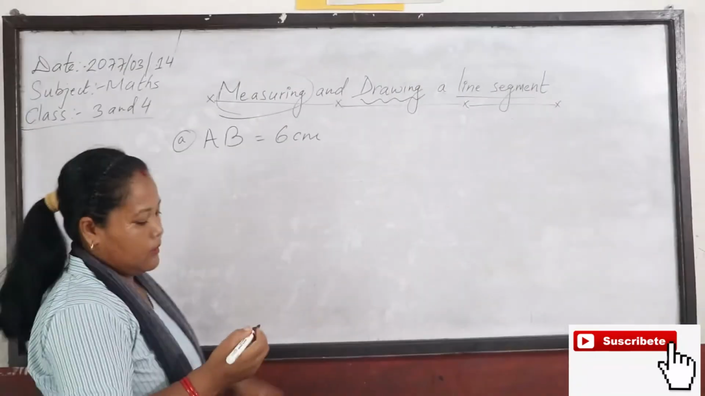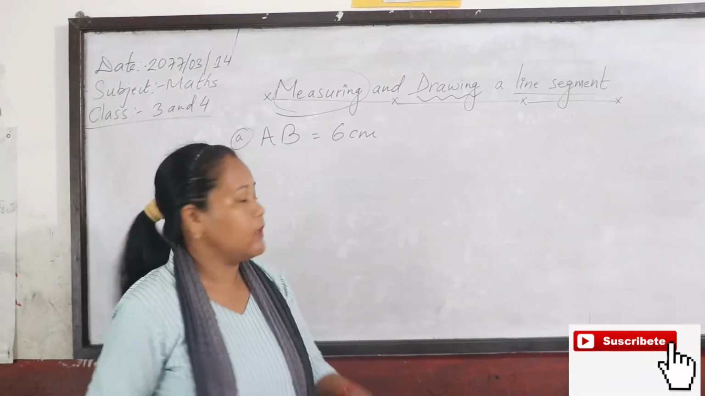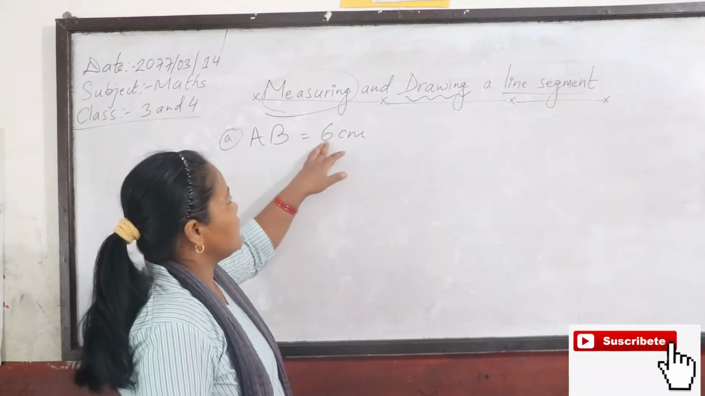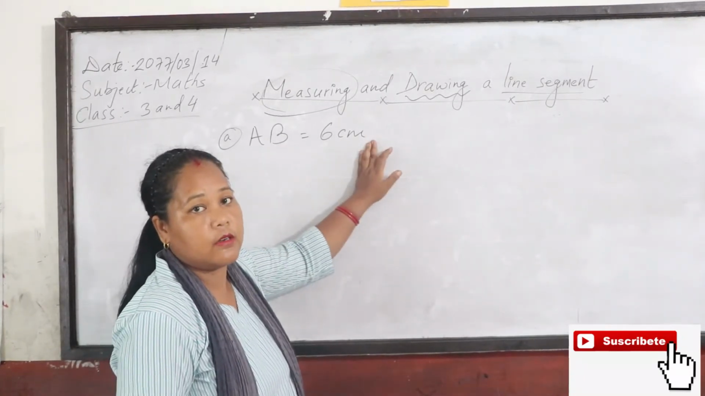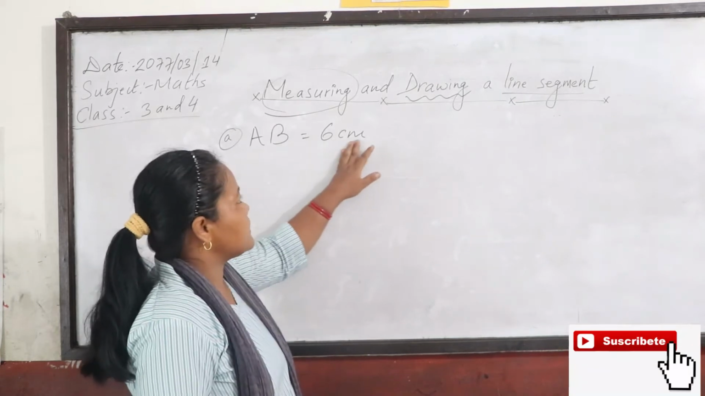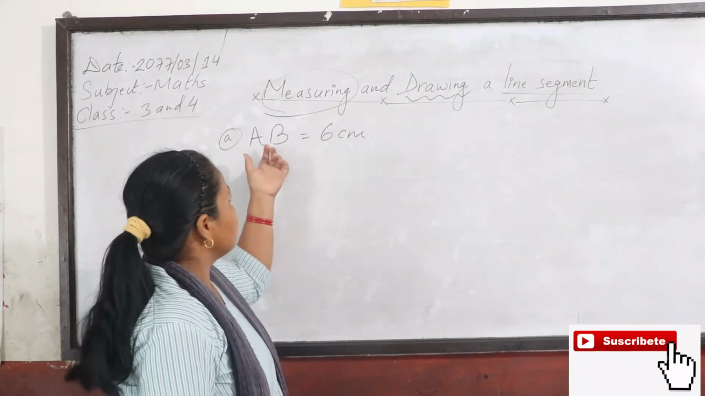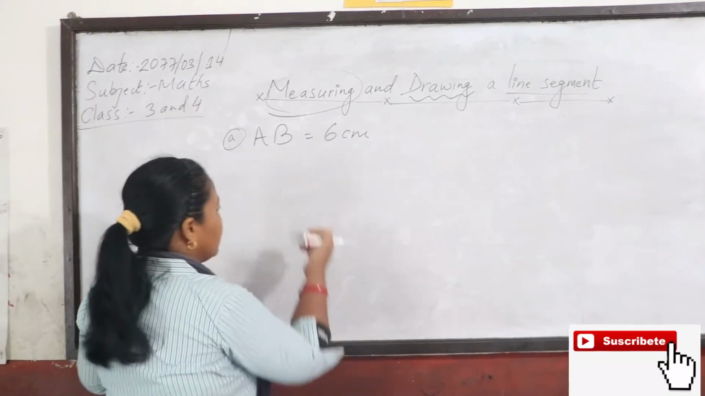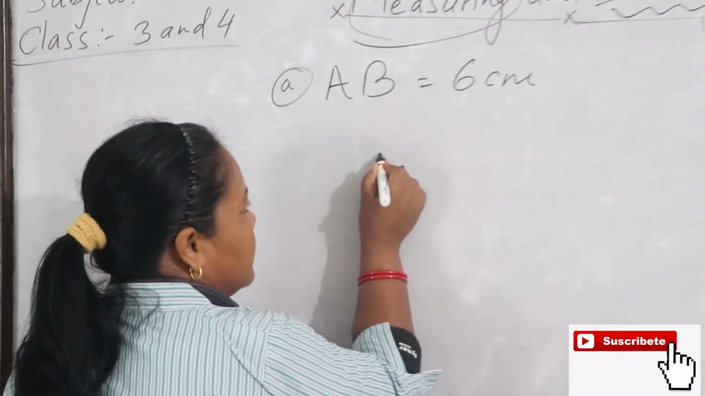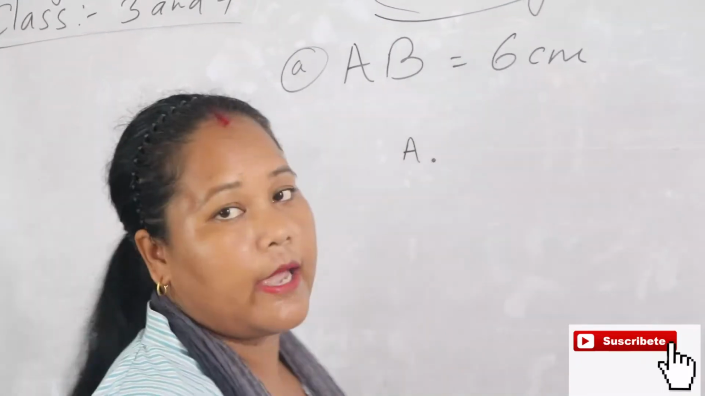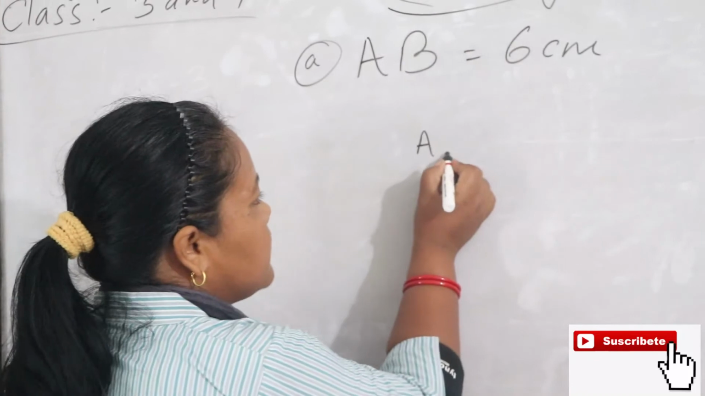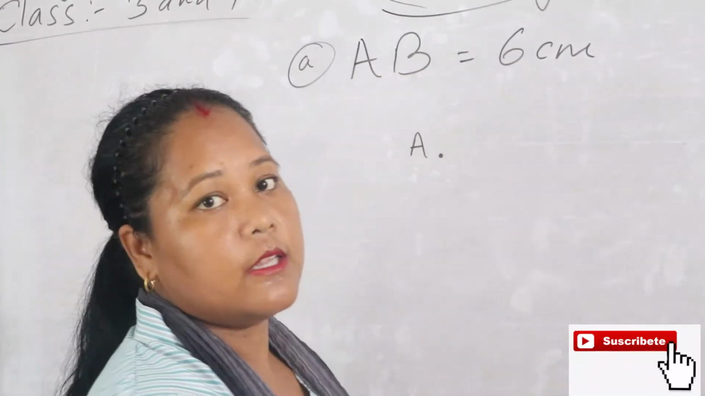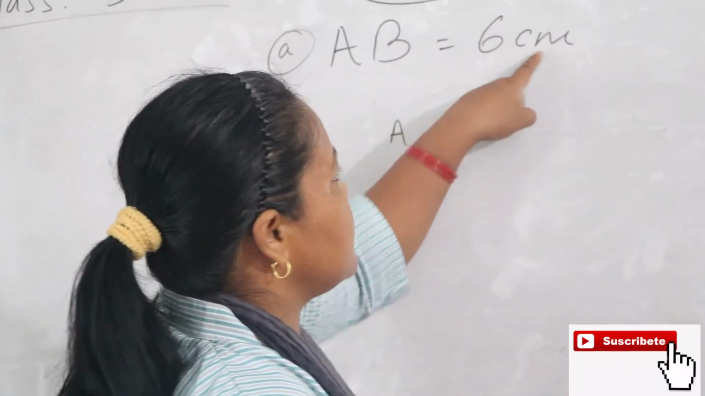We have to draw AB. Draw the line AB. First of all, give one point and write A. This is point A, and we have to draw point B here, at a length of 6 cm.